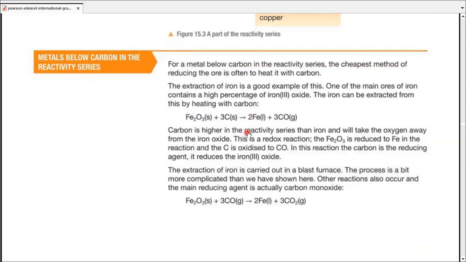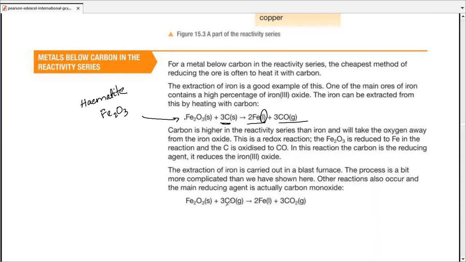Iron is the most used metal, so we take the example of iron. The most common ore is hematite, which is Fe2O3. We use carbon, and carbon can easily reduce it into iron, which by this process melts, so we get liquid iron, and carbon itself is converted into either carbon monoxide or carbon dioxide.